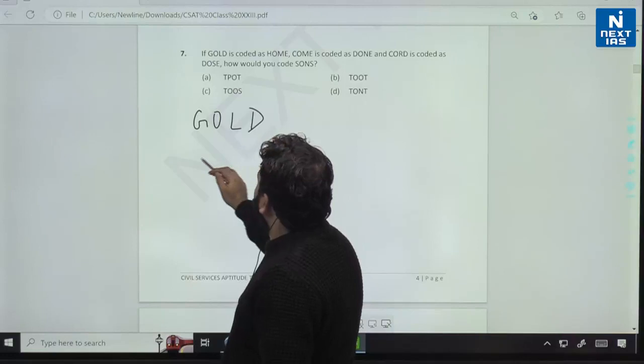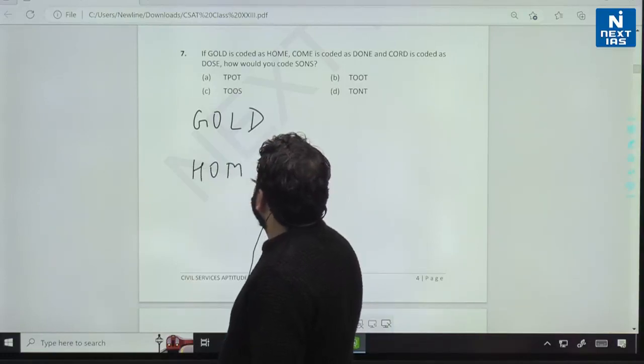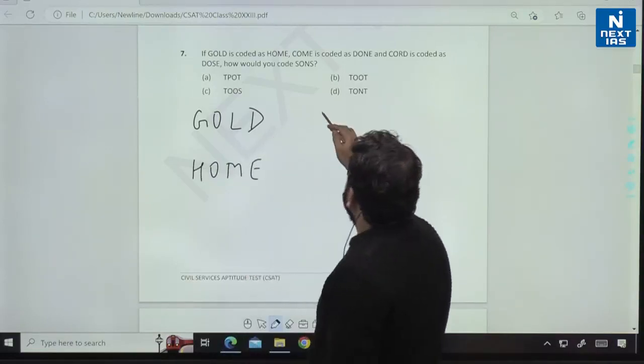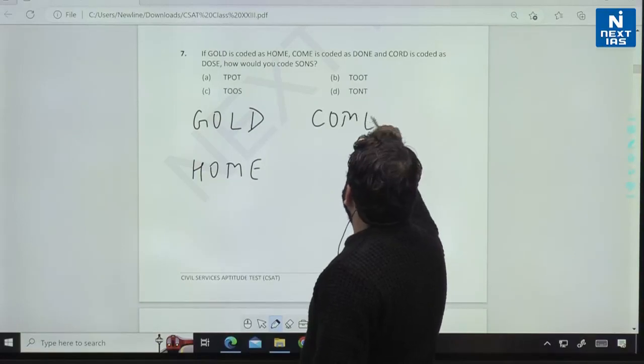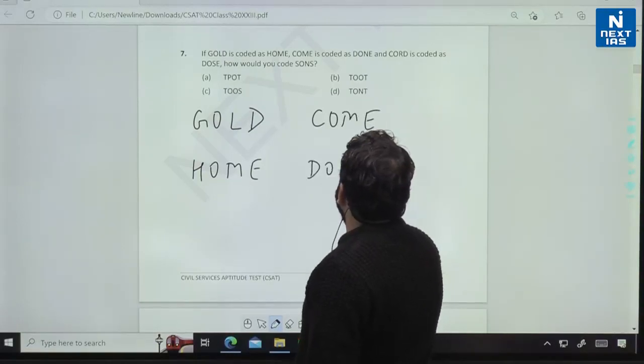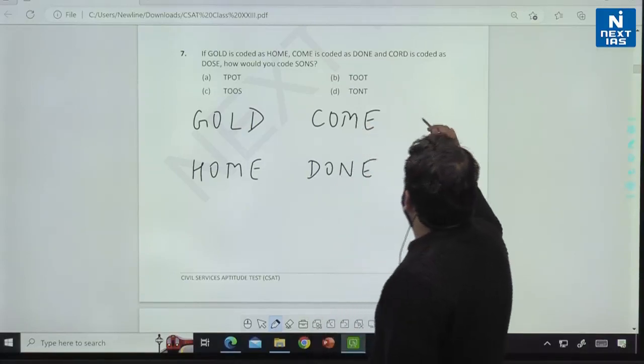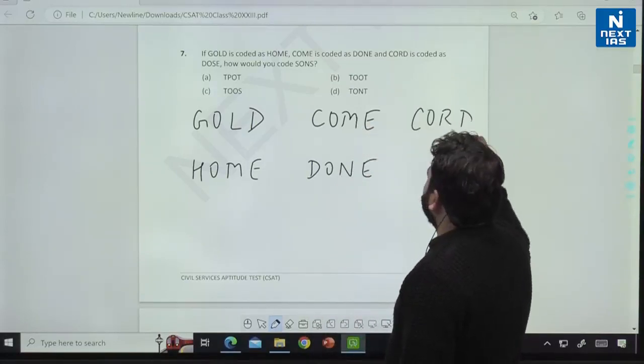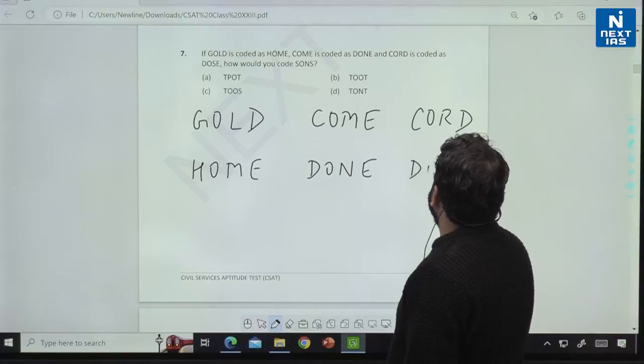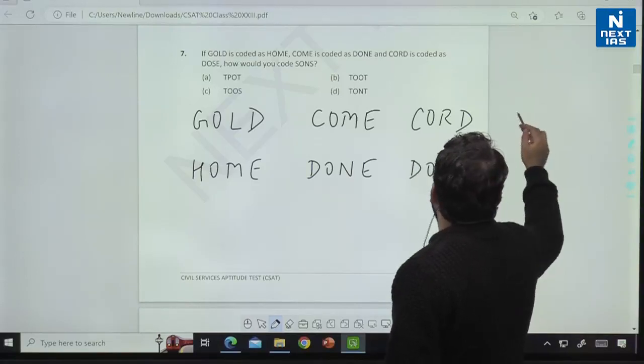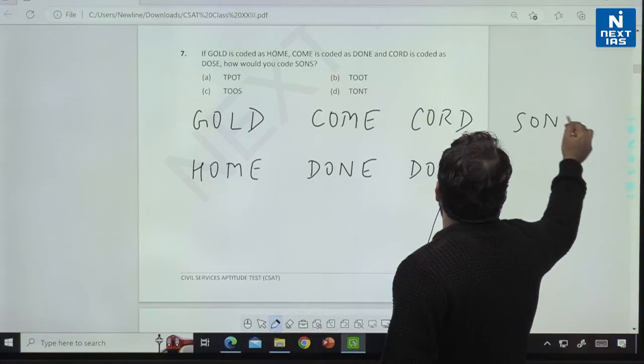Gold is coded as HOME. COME is coded as DONE. Cod is coded as DOSE. So you have to find out how SONS will be coded.